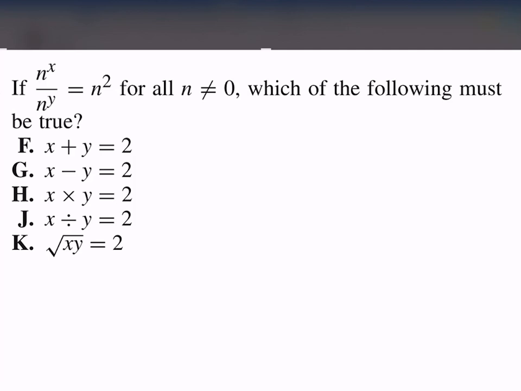Okay, so I read the question and it says if n to the x over n to the y equals n squared, okay, that must be true for all n. So they're saying n can't be 0, so don't even think about that. Which of the following of these has to be true? Okay, what are they saying? Like for F, can x plus y, whatever they are, add to 2? All right, to be honest, what are we talking about? This isn't familiar. I've done all kinds of exponent work and negative exponents, but where is this question?